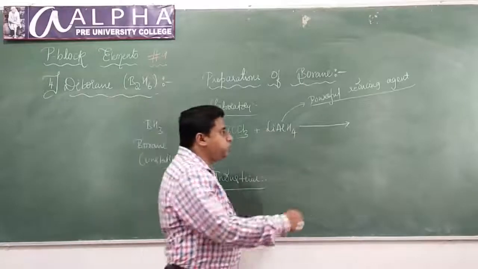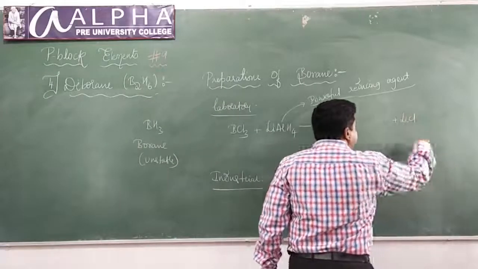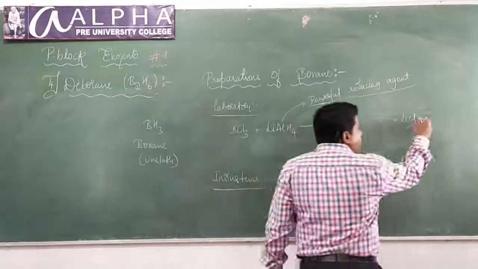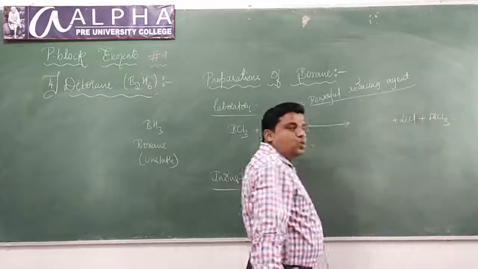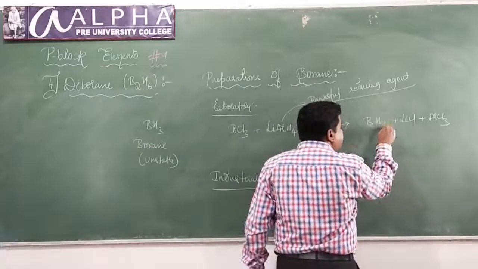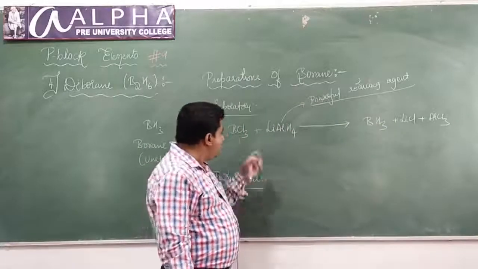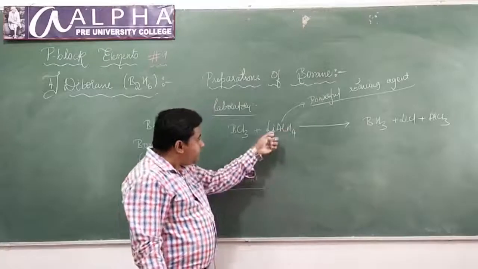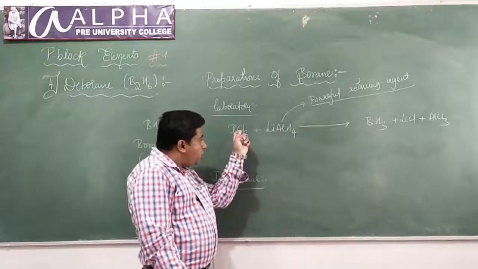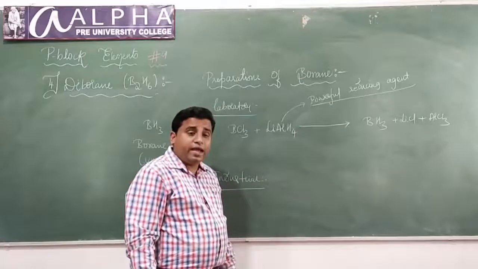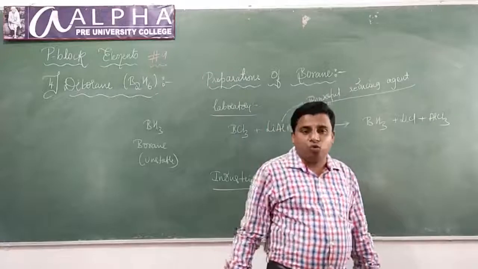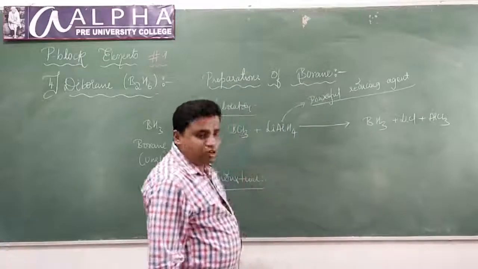Lithium will combine with chlorine to form lithium chloride. Aluminium will combine with chlorine to form aluminium chloride, AlCl3. What else is left? Boron combines with hydrogen to form borane, BH3. We know this is unstable, so two molecules of borane combine to form diborane. Understood?